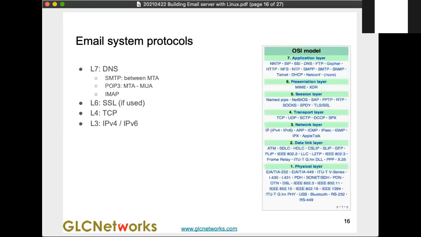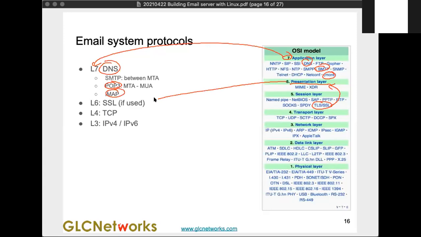So for the email system, here are the protocols involved. As I said, we rely heavily on DNS. This is layer 7. Either we use DNS or SMTP, and more, actually more like POP3 or IMAP. And then on layer 6, which is responsible for presentation, including the encryption, in my opinion TLS is here. It's how data is represented, either in plain format or encrypted format. That's the definition of the presentation layer. So it is here.